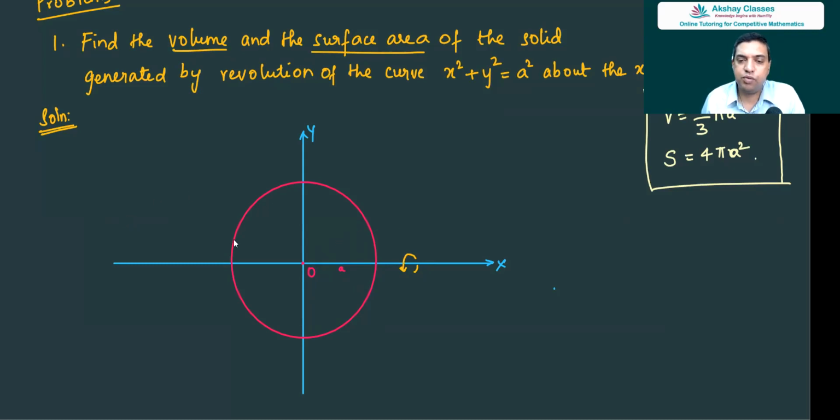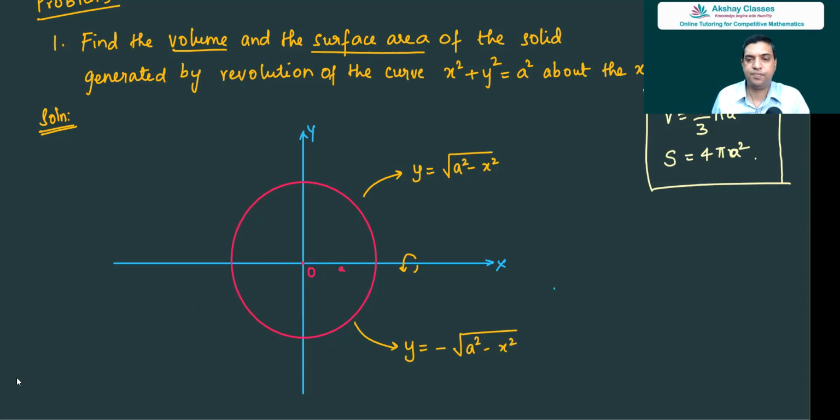To find the volume, one thing we should know is that this curve is not a function, because a vertical line cuts the curve in 2 points. So for the same value of the abscissa, there are 2 values of the ordinate. However, this curve can be written as y is equal to plus root of a square minus x square, and the lower portion below the x-axis will be y is equal to minus root of a square minus x square. Now, to find the volume, we have to integrate from minus a to a, integrating this strip.